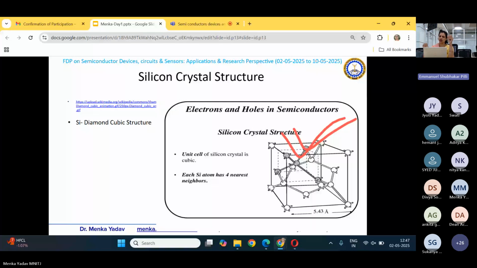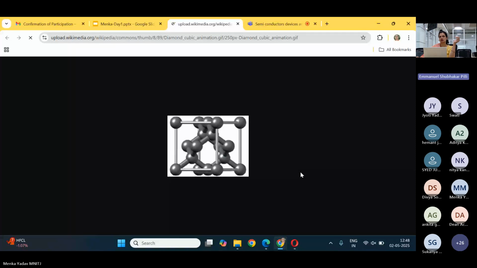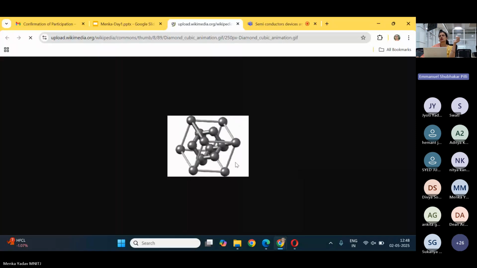Each silicon atom has 4 nearest neighbors and how it is connected, there is a particular angle of the connecting line between two. And this is what is created. So maybe if it is working, let me show you. So you can see this is the diamond cubic structure. These elements are not in the same plane.